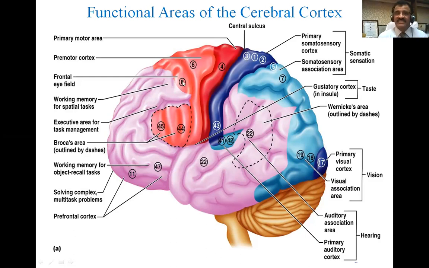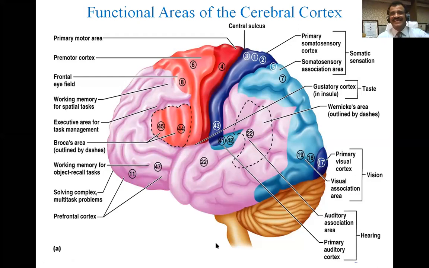And different areas: area number 6 is the pre-motor area for skillful movements, and area number 4 is the motor area for gross movements. Area number 8 is for frontal eye field movements. Areas 5 and 7 are the second association area for the interpretation of sensations. You can refer to this again in your book, though they may show something different.